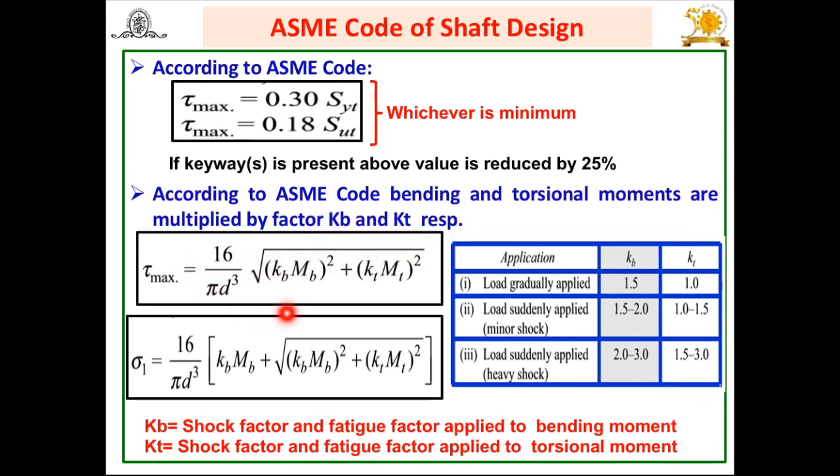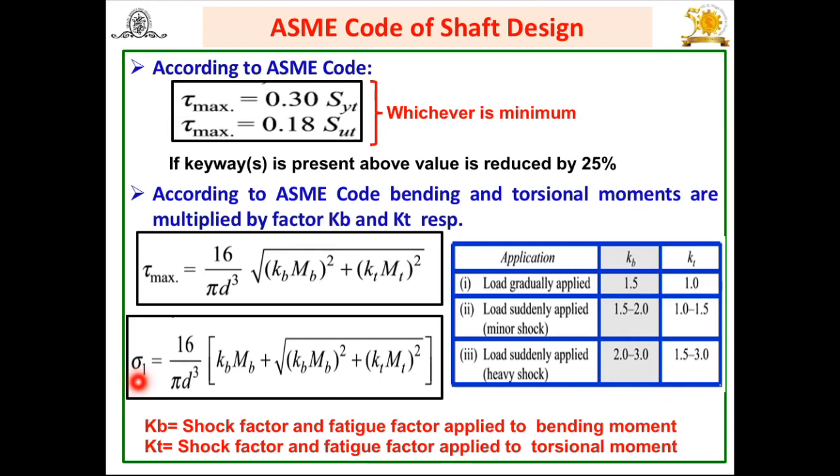Now let us see. According to the maximum shear stress theory, tau max is equal to 16 upon pi d cube under root MB square plus MT square. But here MB is multiplied by KB and MT is multiplied by KT. See here, KB is the shock and fatigue factor for bending moment, KT is the shock and fatigue factor for twisting moment.